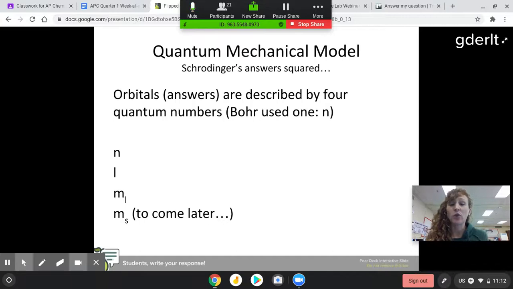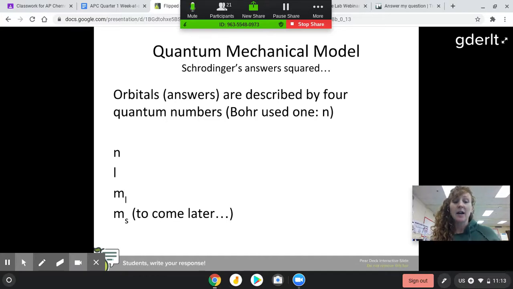Yes, SPDF orbitals come out of this. So basically, you're getting the SPDF orbitals in a much, much deeper view this year than we did last year. Last year, we were like, here's what SPDF is, and we moved on. Now we're talking about that in a lot more detail. Okay, any other questions? I don't see any other questions in the chat. So I'm going to move on.